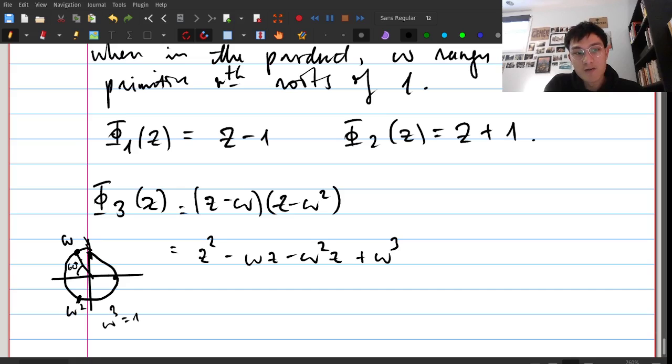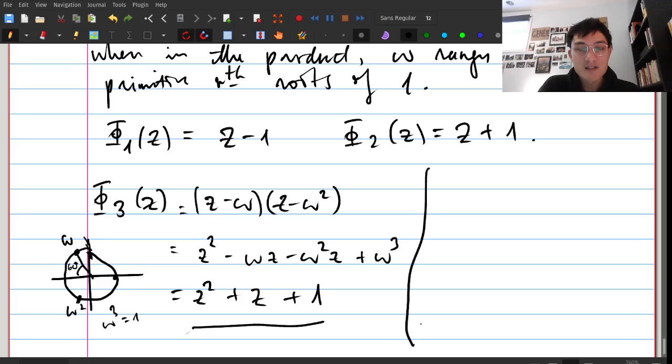So the real part of omega is cosine of 60 degrees, which is a half. And so you add these two together. Same with the cosine below for omega squared. You add them together, the real parts are a half plus a half, you get minus 1. So it's minus minus 1, which means you get z squared plus z plus, we said omega cubed is 1. So that's phi 3 of z. Okay, that was a non-trivial example. Let's just do one more.